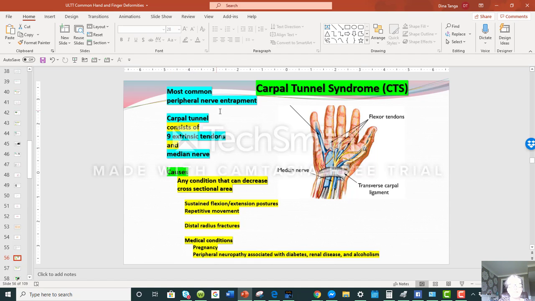It's the most common peripheral nerve entrapment syndrome. The carpal tunnel consists of 9 extrinsic tendons and the median nerve. Any condition that can decrease the cross-sectional area of the tunnel can cause it: sustained flexion or extension postures, repetitive movement, distal radius fractures, medical conditions such as pregnancy, peripheral neuropathy associated with diabetes, renal disease, and alcoholism. And just like the other slide stated, RA, rheumatoid arthritis.